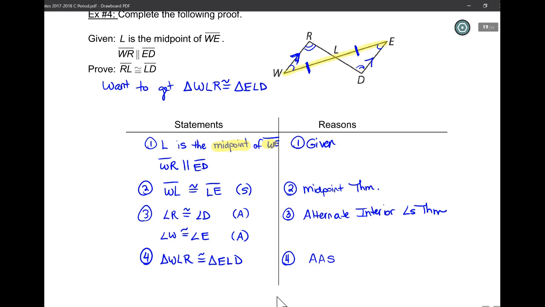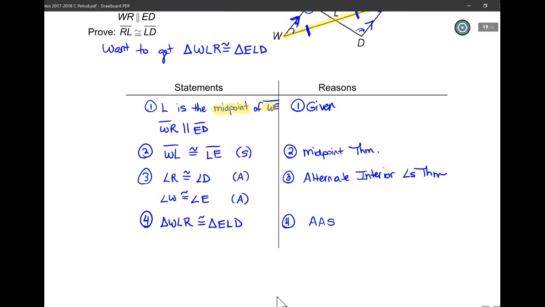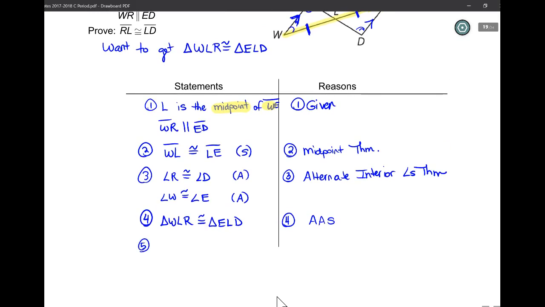And now that we know the two triangles are congruent, all their corresponding parts are congruent, and now we know for sure RL is congruent to LD, and my reason is CPCTC. Again, corresponding parts of congruent triangles are congruent.